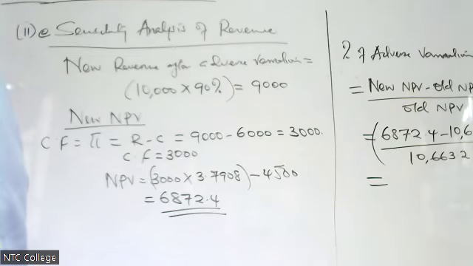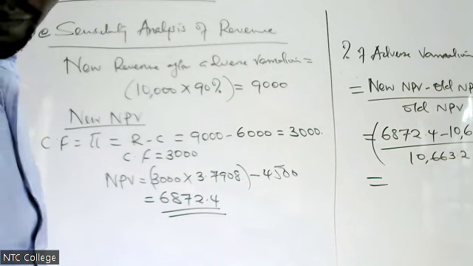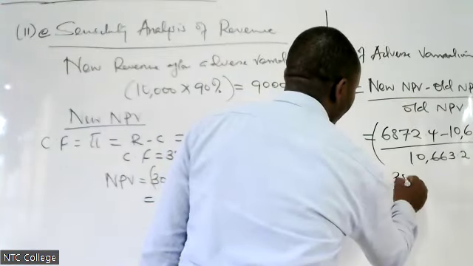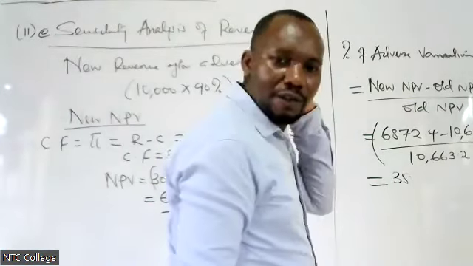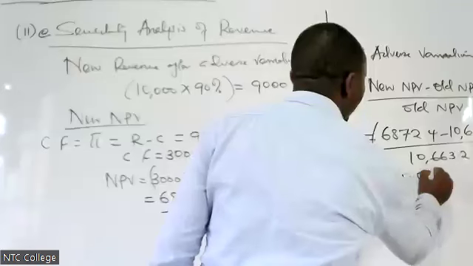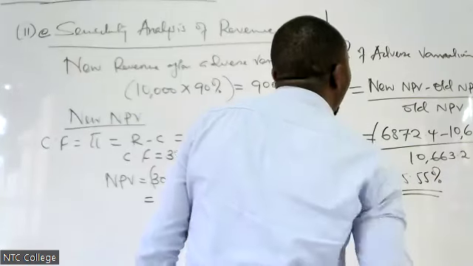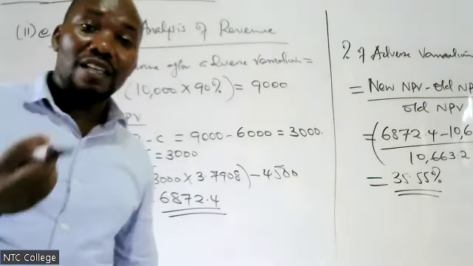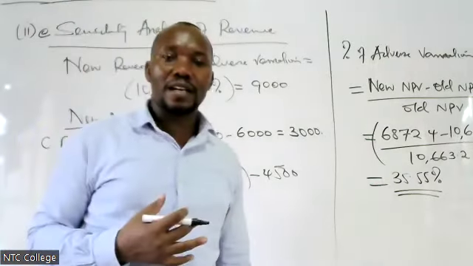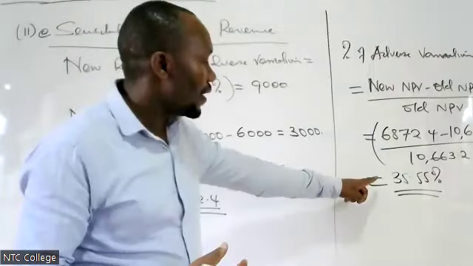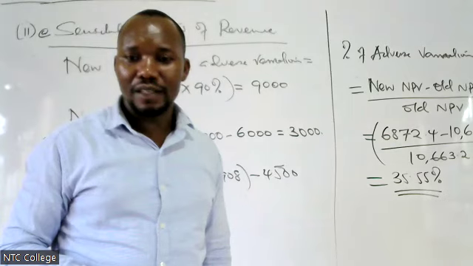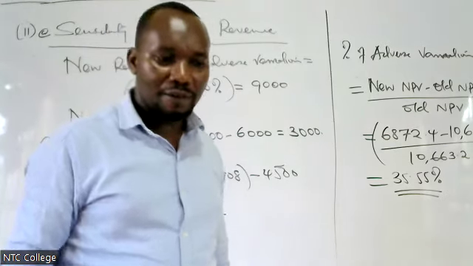So what is the percentage change? 35.5%. Okay, so that is a percentage change. It means that a 10% change of revenue will make the NPV change by 35%. There will be a reduction by 35%.